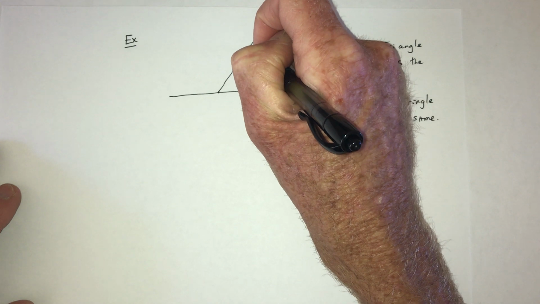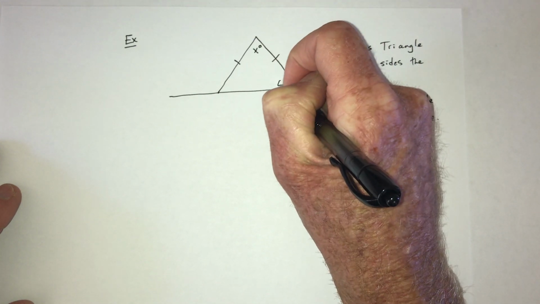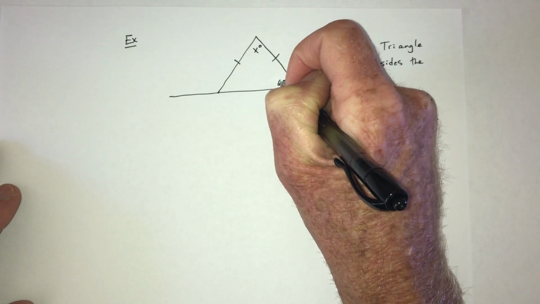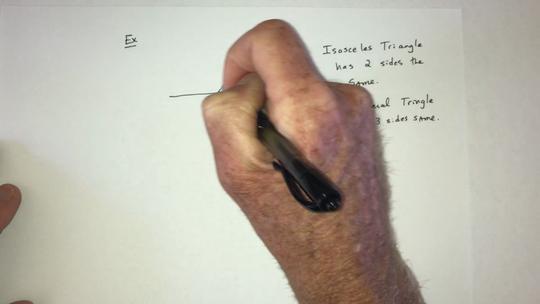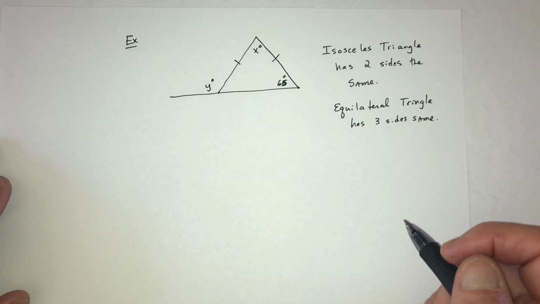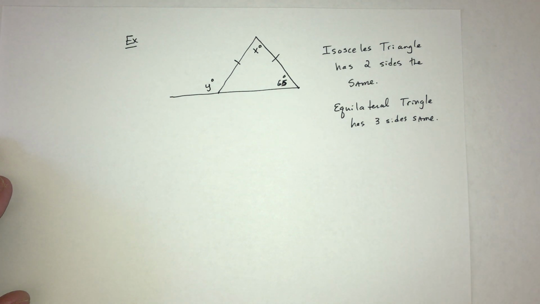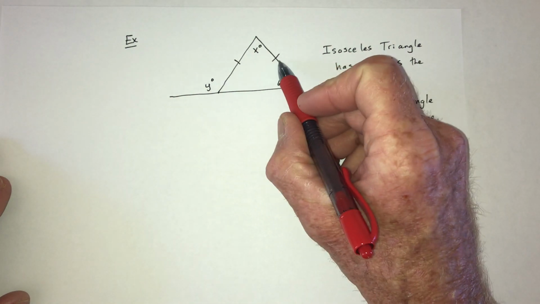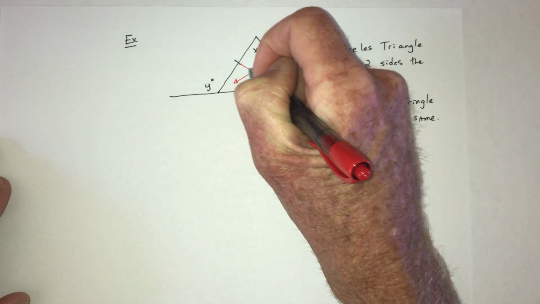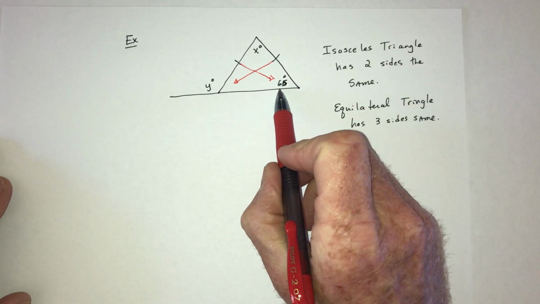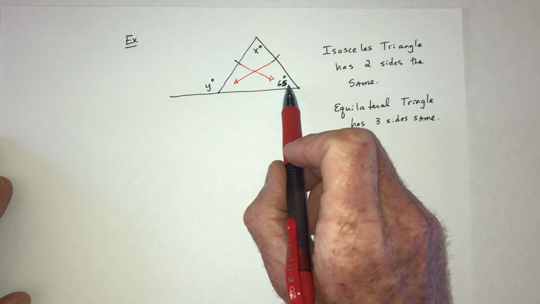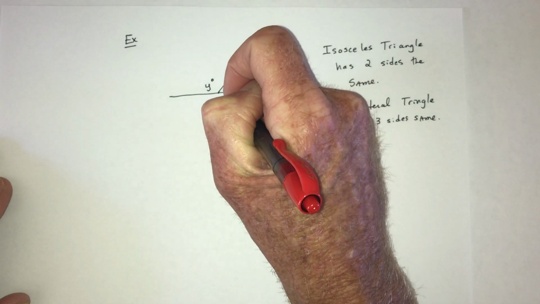And now suppose that this is x degrees. This is 65 degrees. And this out here is y degrees. Solve for x and solve for y. So when 2 sides are the same, then the angles opposite those 2 sides have to be the same. This one says 65. I know it looks like 60 smudge, but this says 65. So that means that this one is 65.